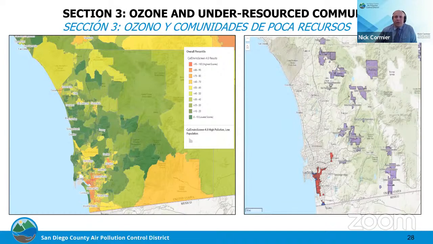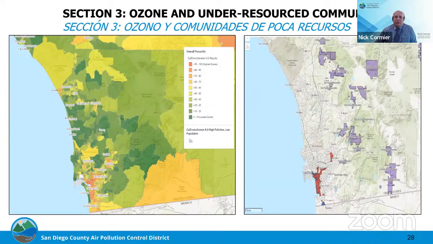On the left is a map of census tracts identified by California's CalEnviroScreen tool that were particularly impacted by not only air pollution, but also other environmental and socioeconomic burdens. Areas that score highest in comparison to the rest of the state are in red and orange, which include the areas around the port and along the border. Other areas such as Escondido, El Cajon, and parts of Oceanside are also impacted.